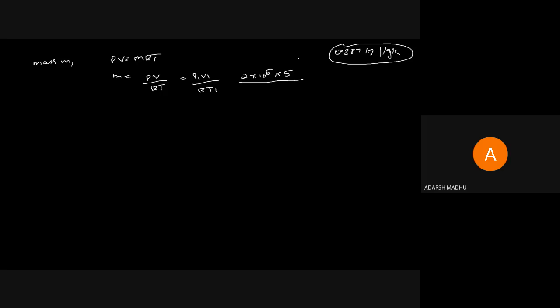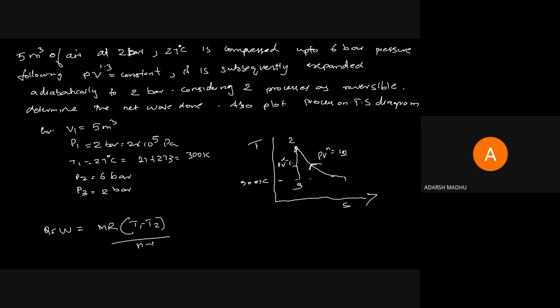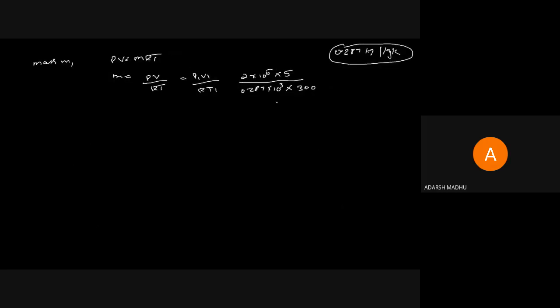Volume is taken in meter cube. Pressure is converted into Pascal, right? R is taken as joule, not in kilojoule. So we want to convert 0.287 into 0.287 into 10 raised to 3, that is 287. Then 10 raised to 3 into T1. T1 is given as 300 Kelvin. So directly you can find the value of m here. That is 11.61 kilogram. First, you want to find the value of m.